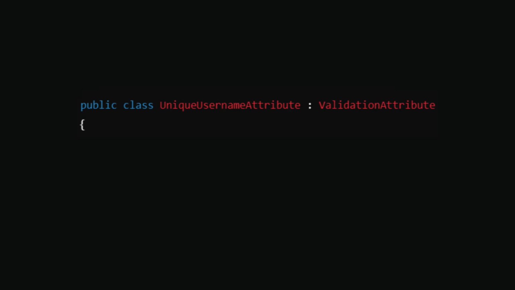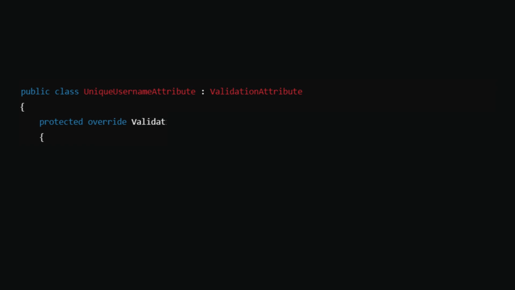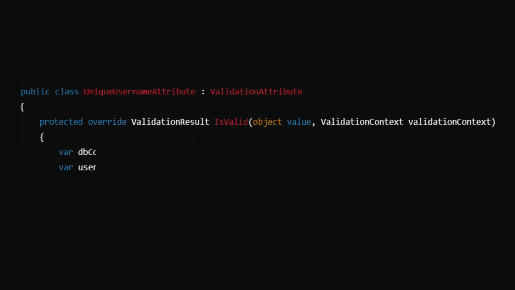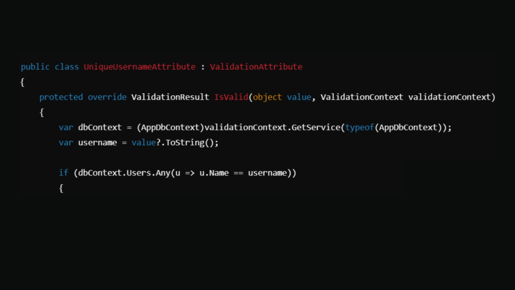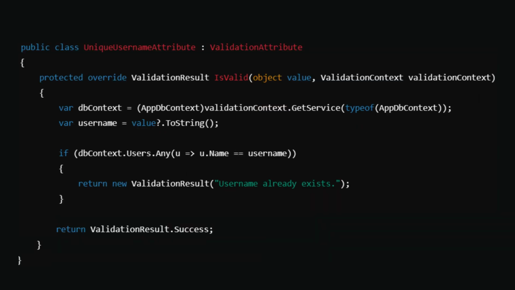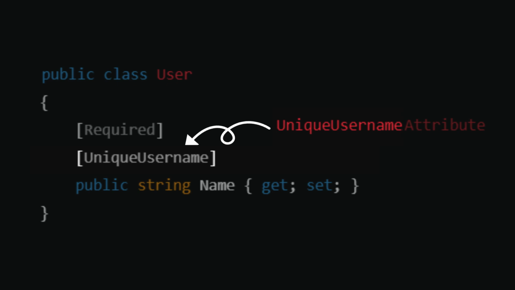What is validation attribute? It's a built-in base class used to create custom validation rules in ASP.NET Core. Then, override the isValid method to implement custom validation logic. Next, get the database context so we can access the tables from the database to check the availability of the username. Lastly, we can return a validation error message if the username already exists in the database. Otherwise, it will return validation result success. Now we can apply this unique username custom validation to the model like this.